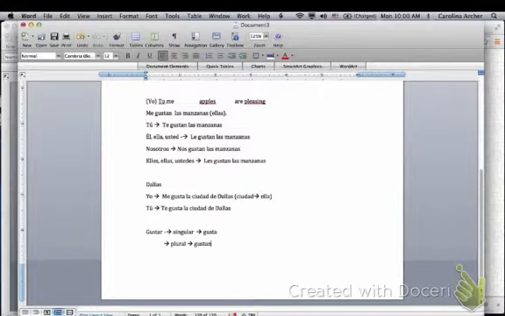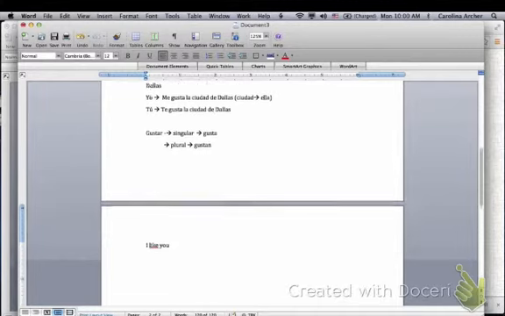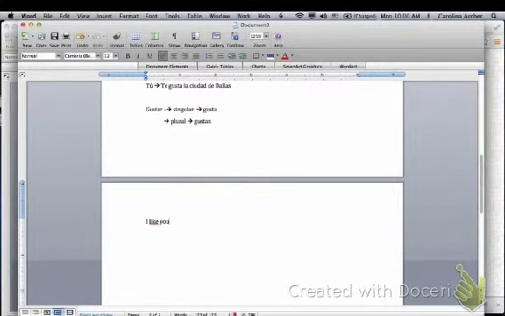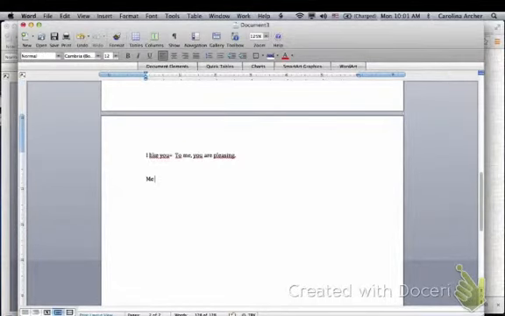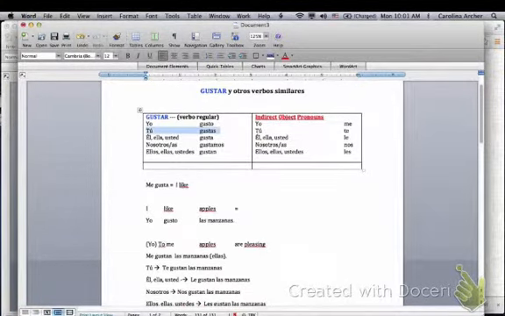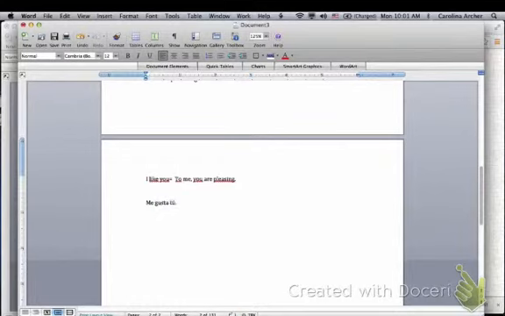Okay, so how about if I want to say, for example, I like you? That's going to be different. What you're saying here is, to me, you are pleasing. So how are we going to form this? The pronoun for yo is me. And what is it that I like? I like you, so the verb gustar has to agree with tú. So, tú gustas. Me gustas tú. There's a song with that title actually, me gustas tú.